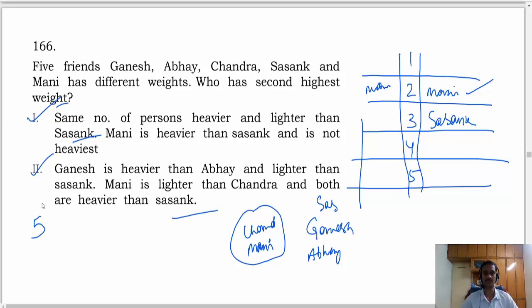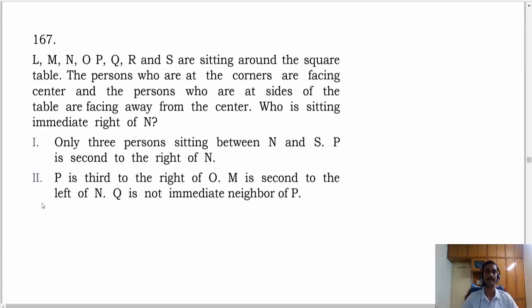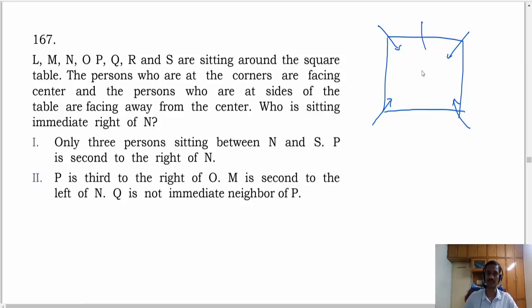Done? Choice 5. 166. Then 167. LM, NO, PQRS are seated around a square table. How many members are there? 8 members. 8 persons are seated around a square table. Persons at the corners are facing towards the center, and the persons who are at the centers are facing away from the center.